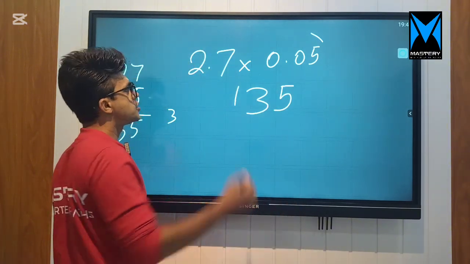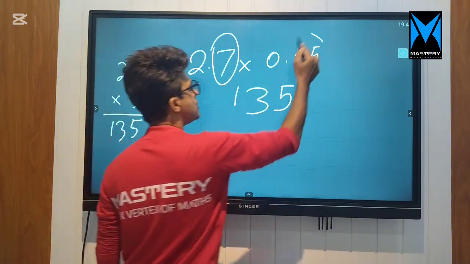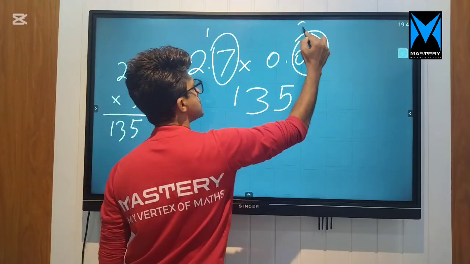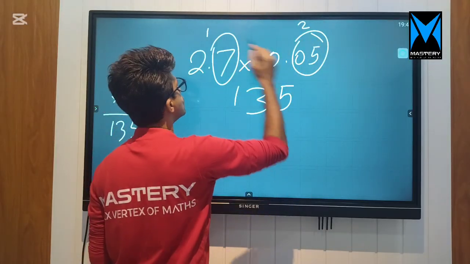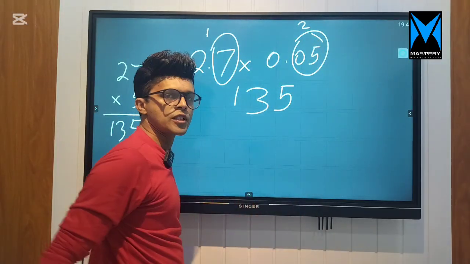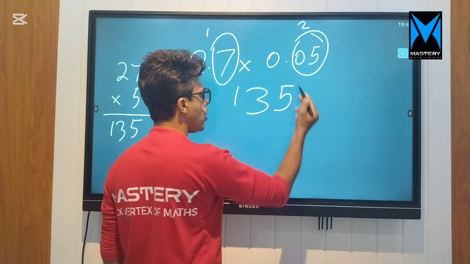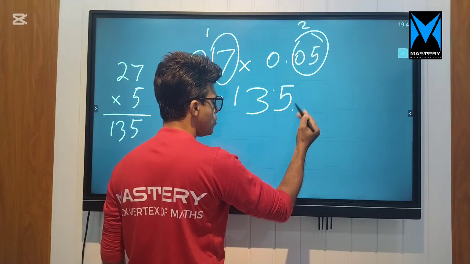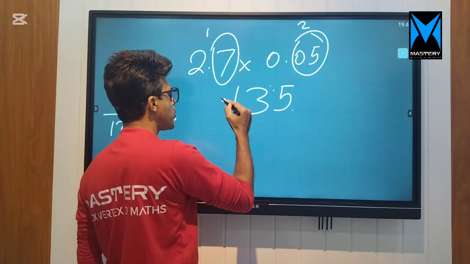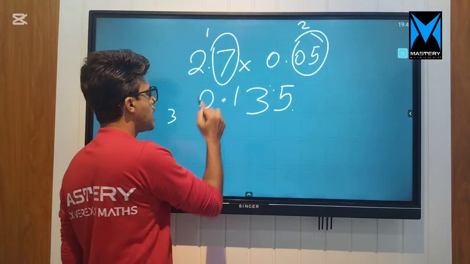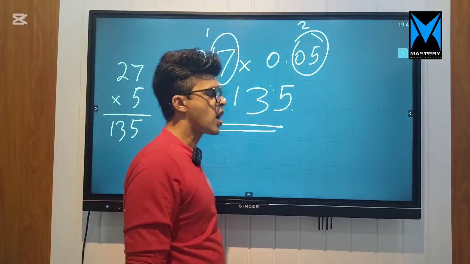Now how many places of decimals? Here one place of decimals, here 2 places of decimals, right? So 1 plus 2, 3. 3 places of decimals here. So 1 decimal point is here: 1, 2, 3. We generally write the decimal point here. So the answer here is 0.135.